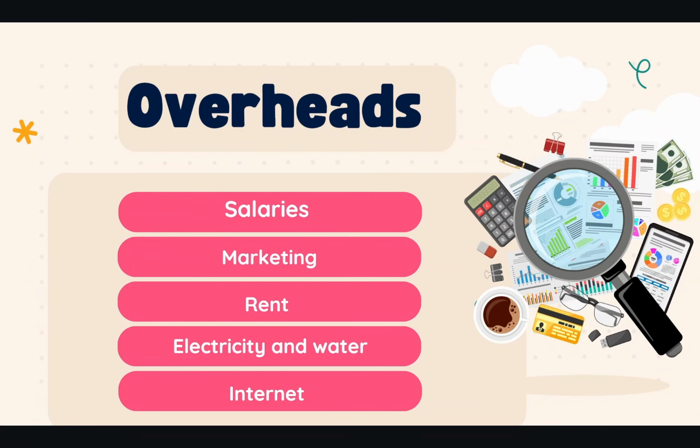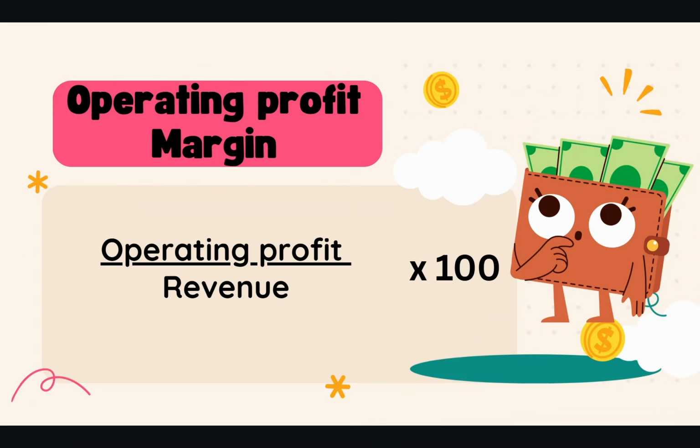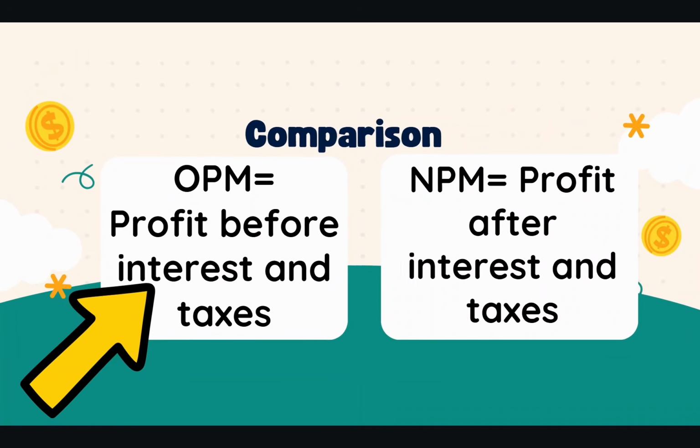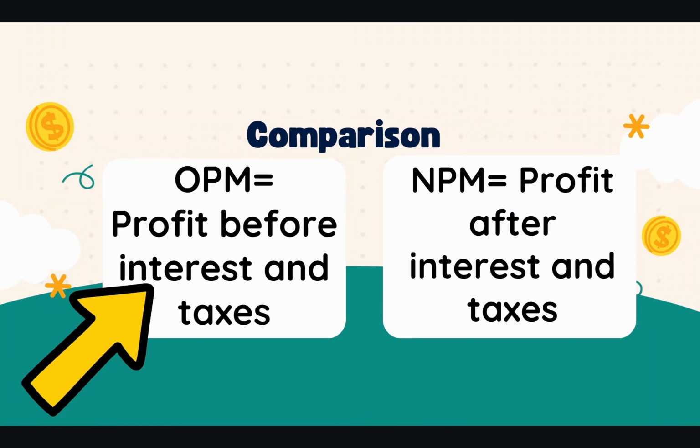What kind of overheads does a business have? Salaries, marketing, rent, electricity and water, internet. Those are just a few. Now I just want to look at the difference between operating profit margin and net profit margin. Operating profit margin, we look at the operating profit. That's profit before interest and taxes.